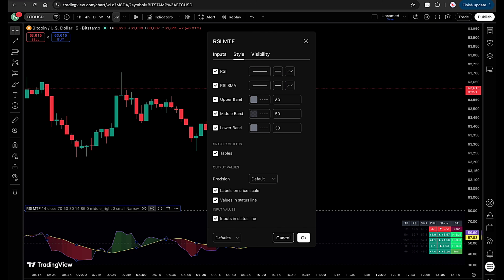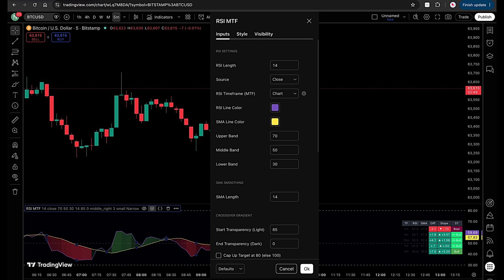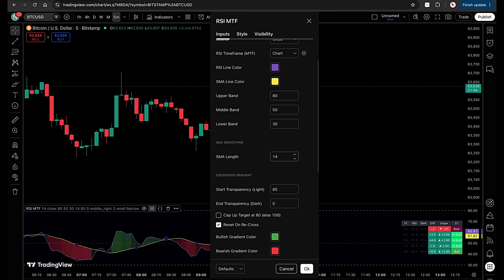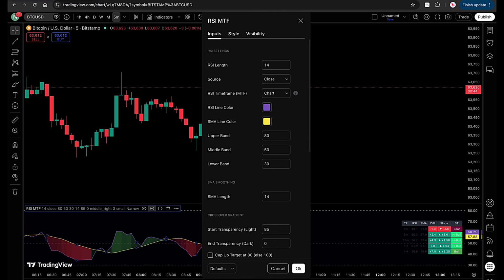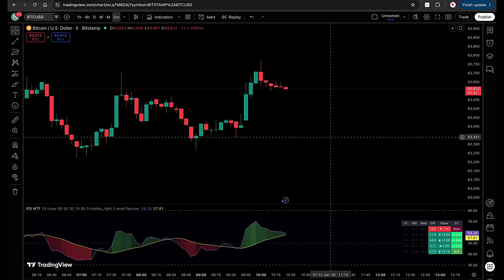After that you need to go to the input, and here you will see RSI length 14. You don't need to change this. It should be the same. Source close. RSI time frame chart. Okay. RSI line color is purple and SMA line color is yellow. Here you have to change to 80. Middle band 50 and lower band 30. Okay. SMA length 14 and everything will be the same. After that we have to click on OK. So here the settings for our first indicator are now complete.